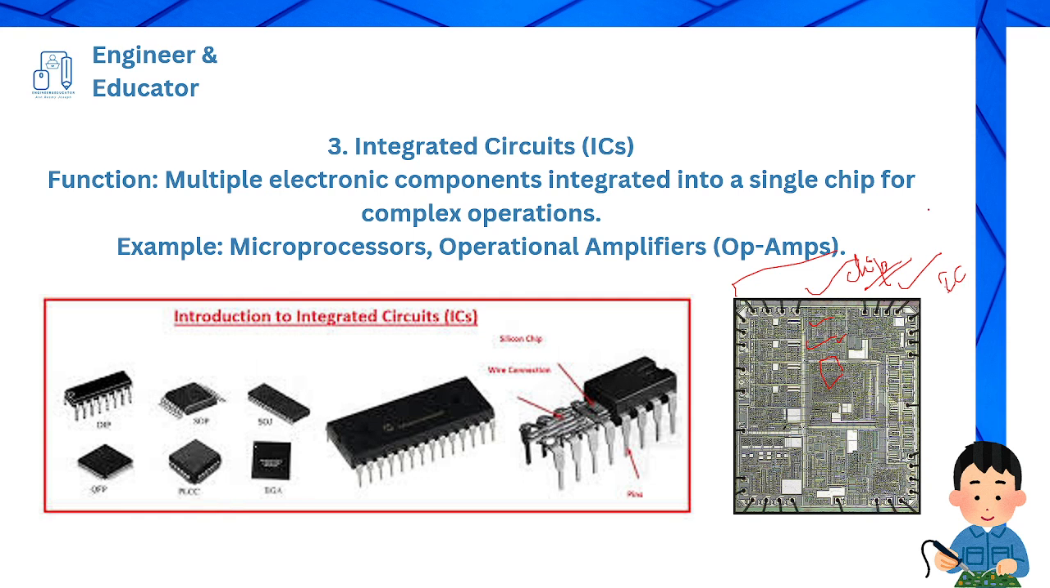Among these, examples are microprocessors and operational amplifiers. You can see here some microprocessors and also op-amps. Op-amps you will study later. Operational amplifiers are used in signal processing circuits and in audio amplifiers. So these are also examples of active devices, integrated circuits. So an op-amp is an IC.